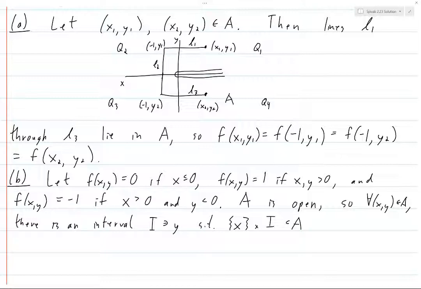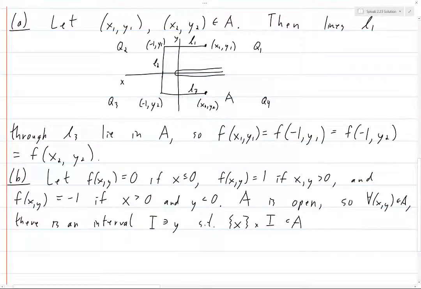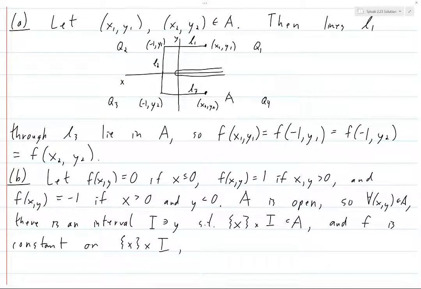So this is in A, and f is constant on x cross I. And why is that? That's because the x value isn't changing, so all you have to consider is what values f could take on when you plug in different values from this interval I.